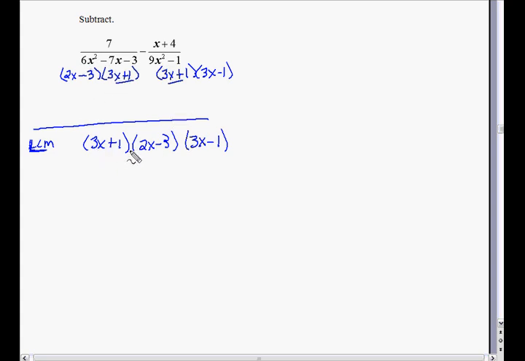This first denominator is missing the 3x minus 1. If I put it in the denominator, I must also put it in the numerator. And the second denominator is missing the 2x minus 3. So if I put that down in the denominator so that my denominators are common, are the same, I must also put that in the numerator, 2x minus 3.